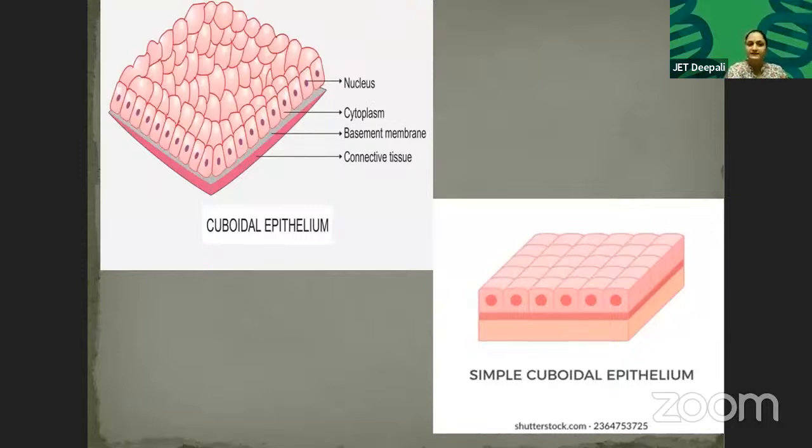See, nucleus, cytoplasm, basement membrane, and connective tissue. Red color is connective tissue. Why are we using red color? To show the blood.